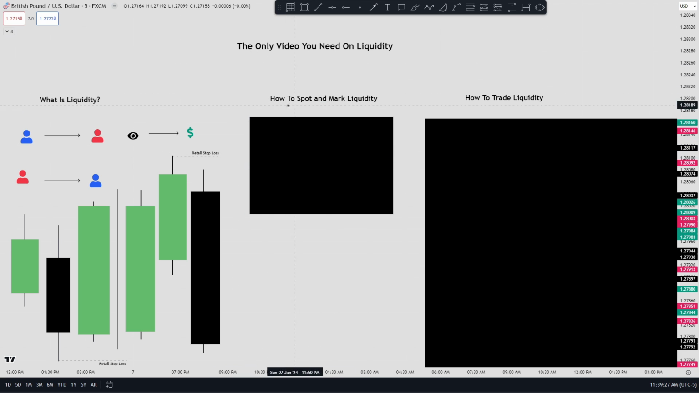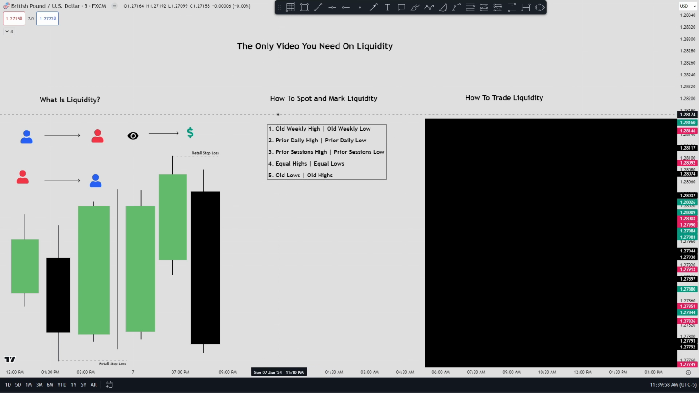So how to spot and mark liquidity? These are some important levels that you should always keep note of. The first we want to go over is the old weekly high and the old weekly lows. We want to mark these levels out as the algorithm can seek these levels. Then we can mark out the prior day's high and then the prior day's low. You want to make sure you mark these out and understand where is the prior day's high and where is the prior day's low.